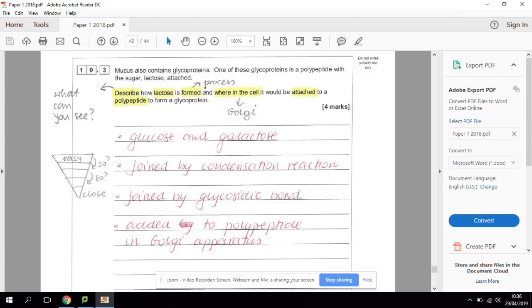Just be calm, look at the questions properly and make sure you know what you're doing. So that's everything for paper 1.